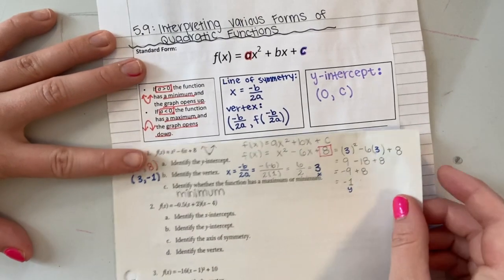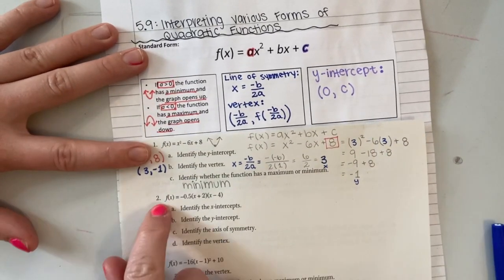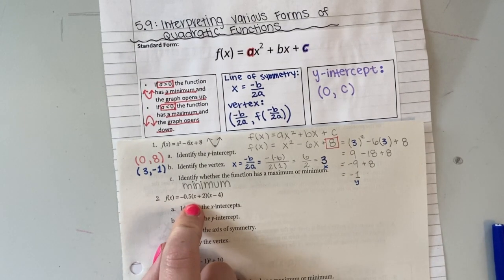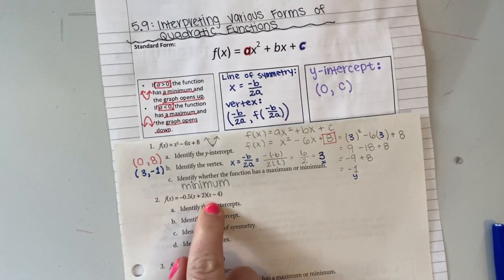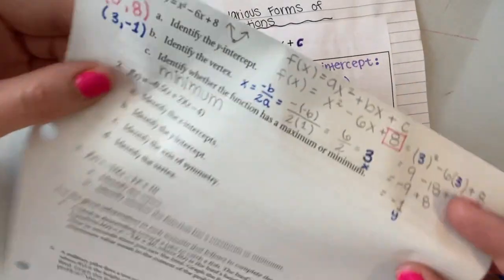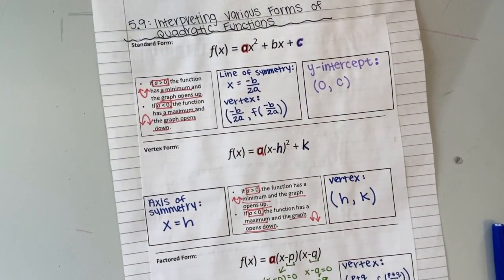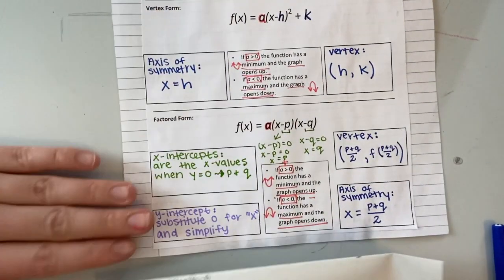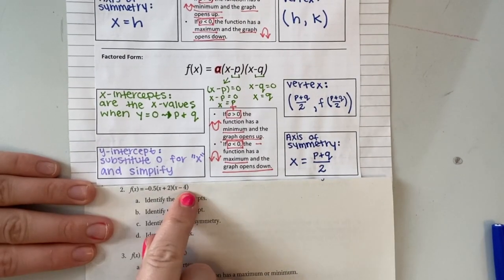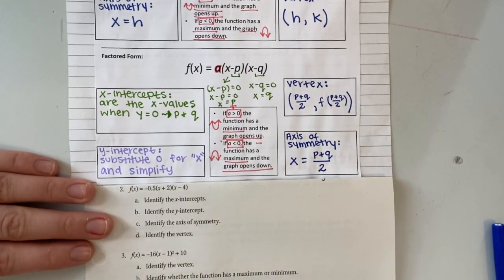Next, we're going to do number 2. Number 2 is f of x equals negative 0.5, in parentheses x plus 2, and another set of parentheses x minus 4. So we are going to examine that portion, which is factored form. So we have our two sets of parentheses, which means I have it in factored form.